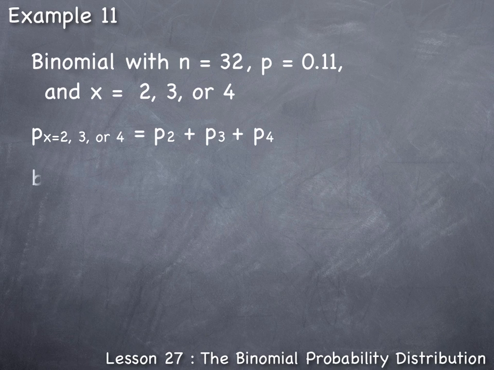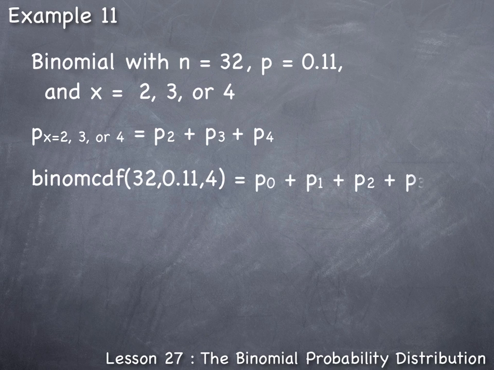Now the binomCDF command calculates the probabilities for less than or equal to a particular value. So if we do a binomCDF for n is 32, p is 0.11, and x equals 4, it'll find the probability for 0 all the way up through 4, the x value we entered, and add them up for you. Now this probability answer has part of the answer we want. It has the probability of having 2, 3, and 4, but it also includes the probability of x equaling 0 and x equaling 1, results that we don't want to include in our answer.